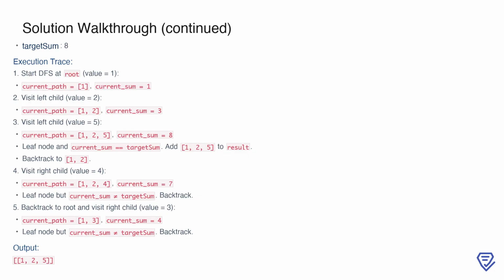After backtracking to the node with value 2, we explore its right child with value 4, leading to the path 1, 2, 4, and a sum of 7. As this is a leaf and the sum doesn't match, we backtrack to the root and explore the right child with value 3. This gives the path 1, 3, with a sum of 4. With no further nodes to explore, the traversal ends. The result is 1, 2, 5, showcasing how the algorithm captures all valid paths in cases with multiple solutions.